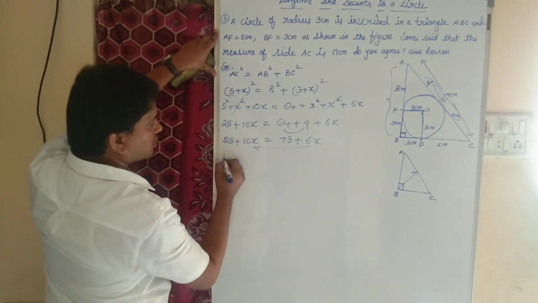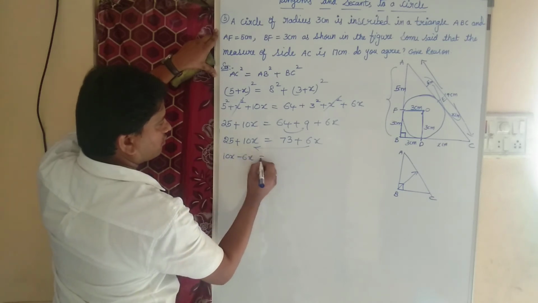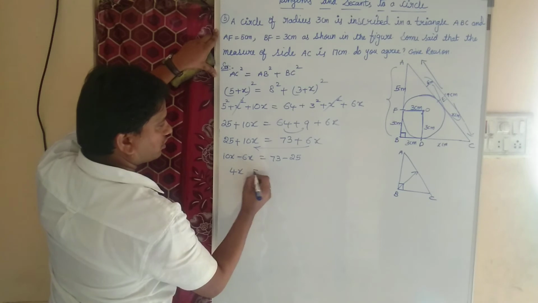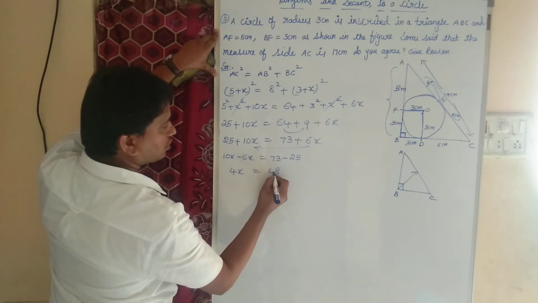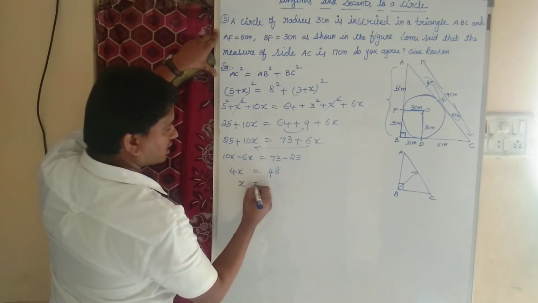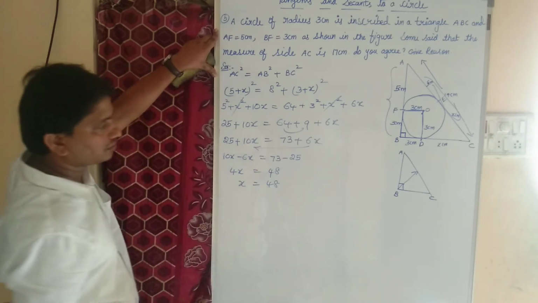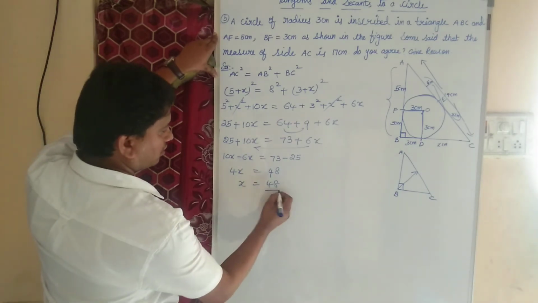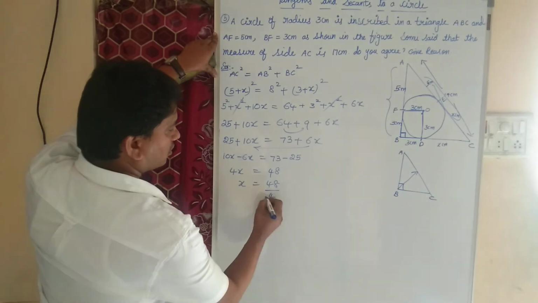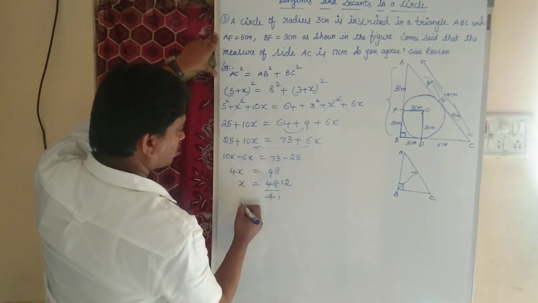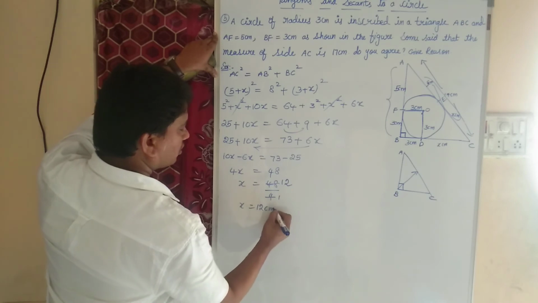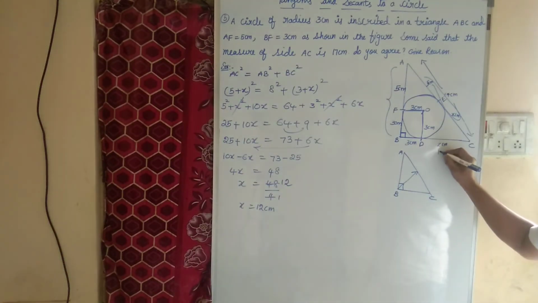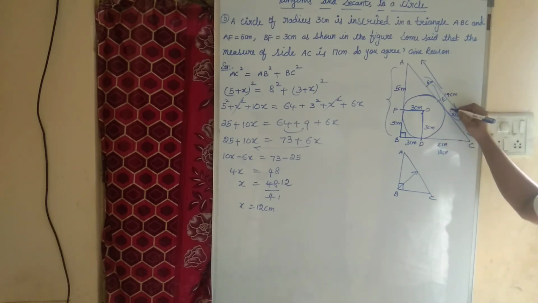6x you transpose. 10x minus 6x equals 73 minus 25. So 4x equals 48. x equals 48 by 4, 4 twelves are 48. So x equals how many centimeters, children? 12 centimeters. So this is 12 centimeter, and this is also 12 centimeter.